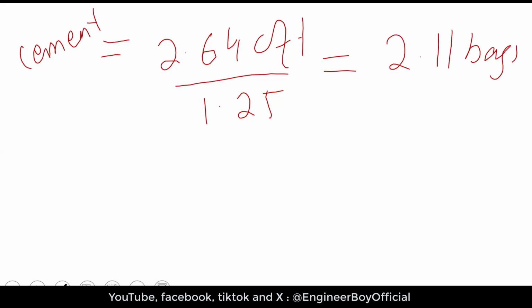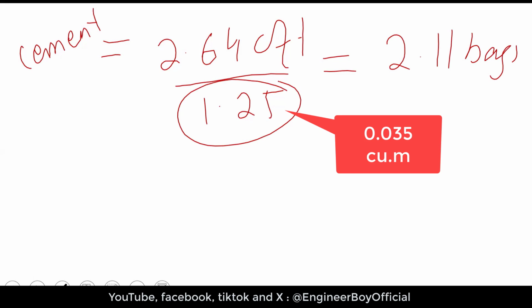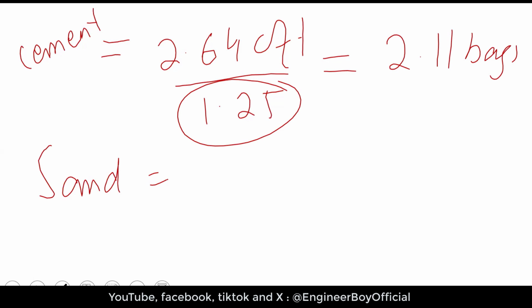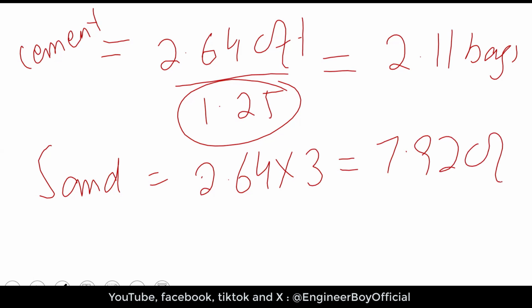Now, if you're working in the MKS system, this can be different. The volume of a cement bag can be different in the MKS system, maybe in cubic meters. And sand should be the quantity of cement, which is 0.64, times the ratio of sand, which is 3. And this is 7.92 CFT.